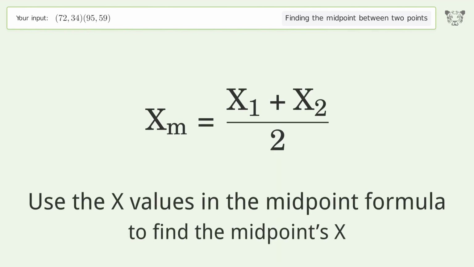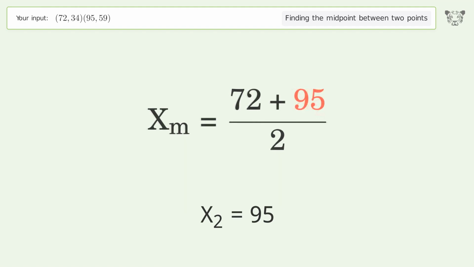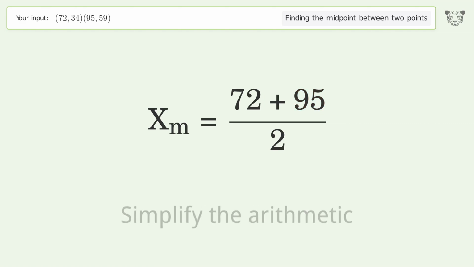Use the x values in the midpoint formula to find the midpoint's x. x1 equals 72. x2 equals 95. Simplify the arithmetic.